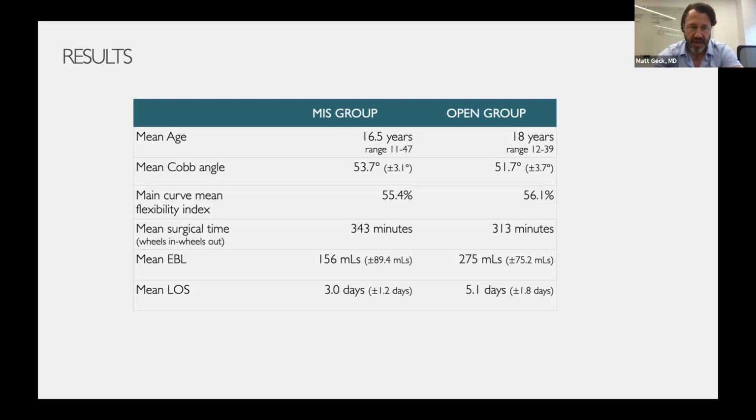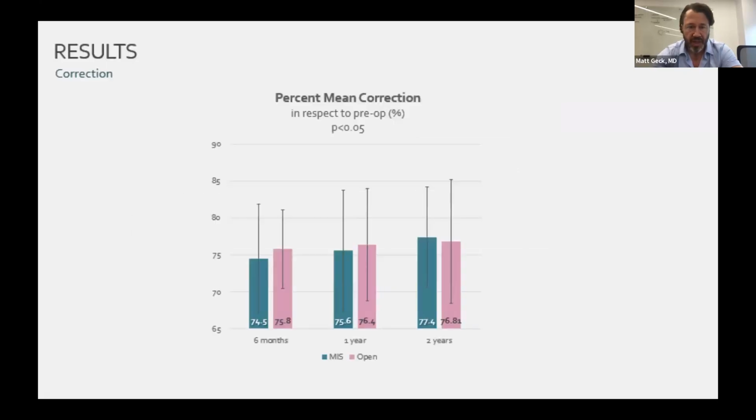Flexibility index was the same. Mean surgical time was a little bit longer with the minimally invasive group, and we'll talk a little bit more about that later. Blood loss was statistically significantly less. And length of stay, using the old discharge protocols, was significantly less as well. This is the graphical representation of curve correction, and really getting the same curve correction with both techniques, open and minimally invasive.